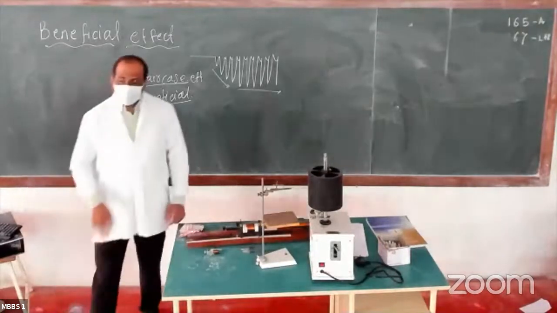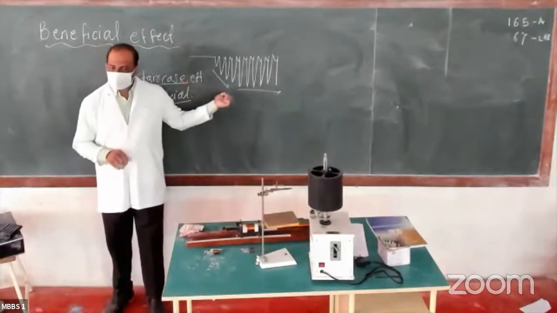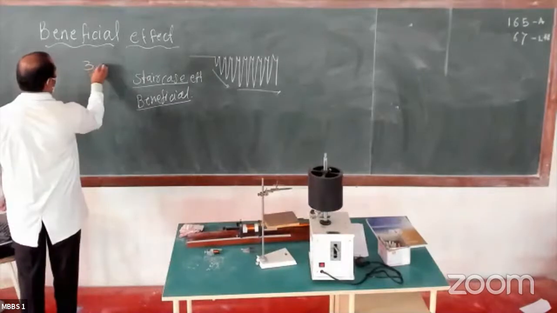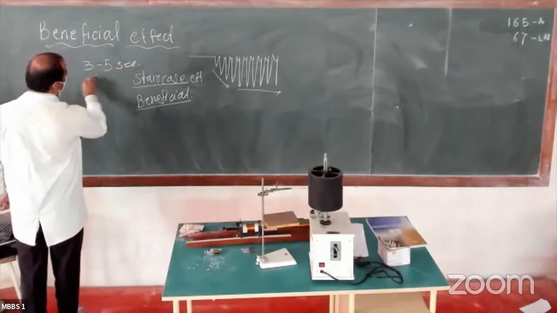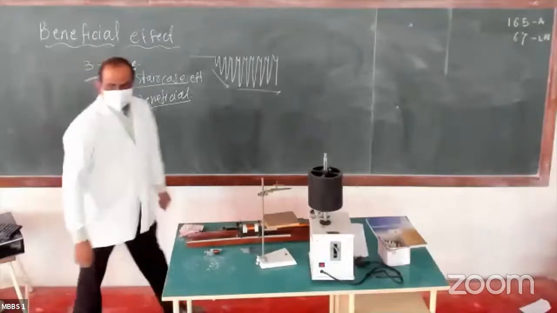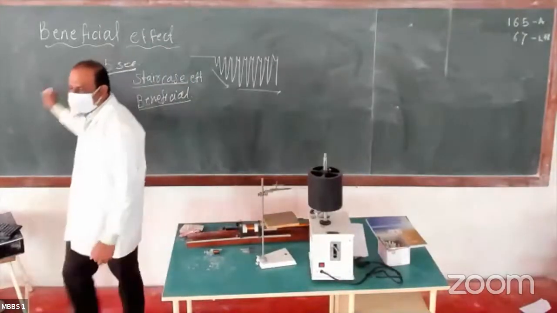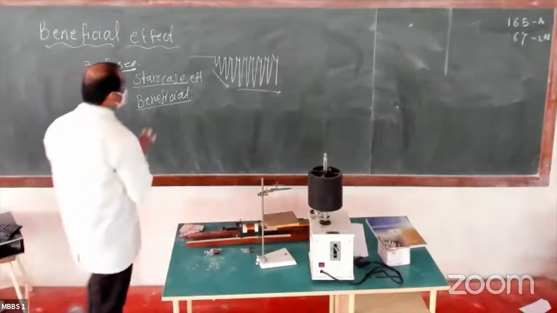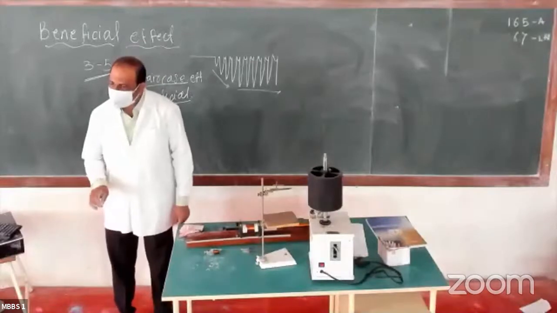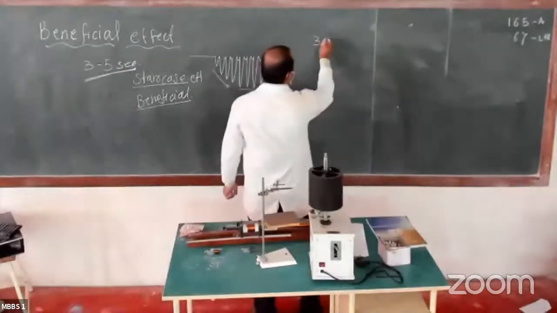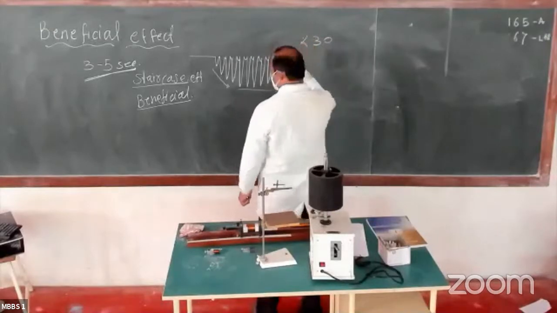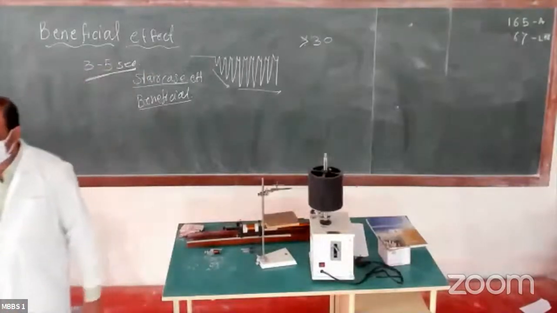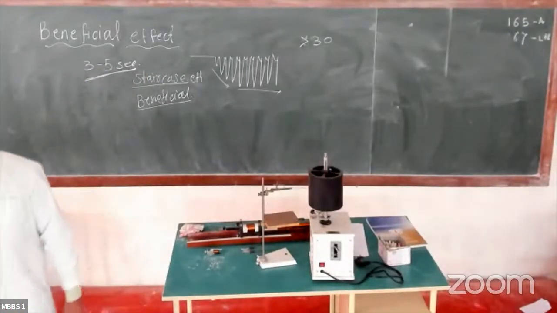So if you want to get this beneficial effect, you have to apply the strength of the stimulus at the rate of 3 to 5 seconds. Keep in mind, this is the most important. You have to apply the successive strength of the stimulus at an interval of 3 to 5 seconds. And so as to avoid the beneficial effect, you have to apply the strength of stimulus more than 30 seconds. Is it clear? Have you understood about this?